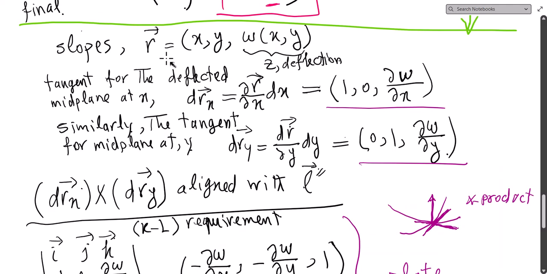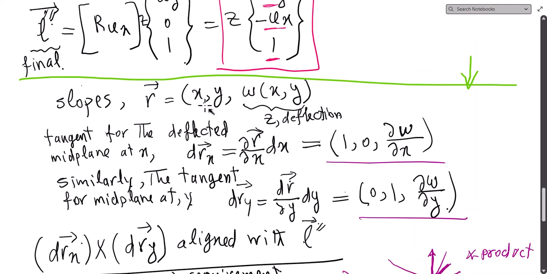And we can say that if we consider the vector location x, y, and w, therefore we can write the tangent for the deflected midplane along the x axis, given by this relation. And if I simply apply this to R, then it will become 1, 0, and dw dx. Note that w is not a function of z, it's only a function of x and y. So we have to keep the partial derivative.